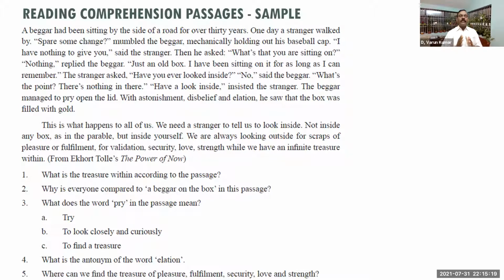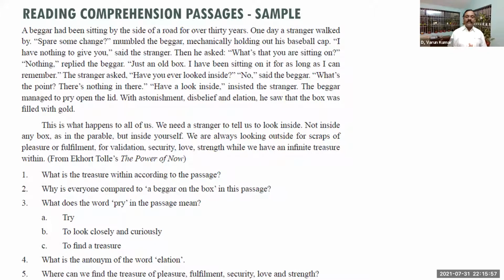It is a beggar on the box. Here in this passage, a beggar is sitting on a box, but inside the box, there is a lot of treasure, but he doesn't find it. He doesn't know. He doesn't open it. He thinks that the box is a useless box or a waste box, but someone, a stranger, makes him know it. So in the same way, we the people also never use our own intelligence from our inside. When we use our intelligence, certainly we can find a lot of treasure.